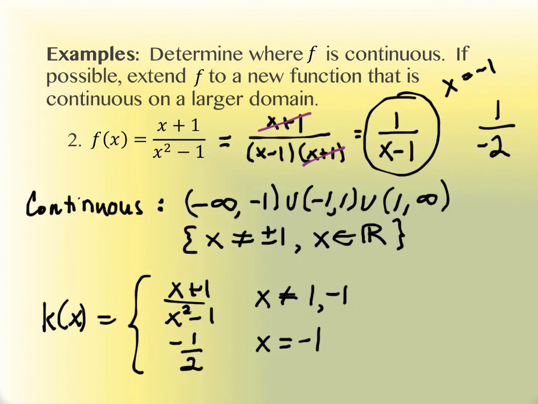The other value at x equals 1 is a non-removable discontinuity. I am not able to simply fill it in. And the reason I'm not is because it's not a hole. It's an asymptote. And I can't fix an asymptote by filling in a hole. Okay?